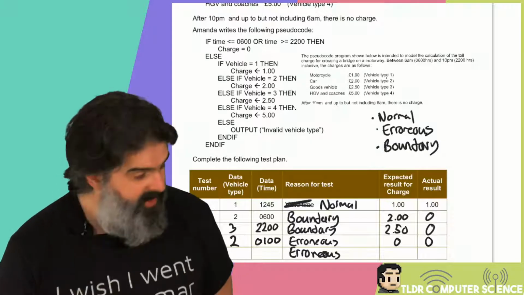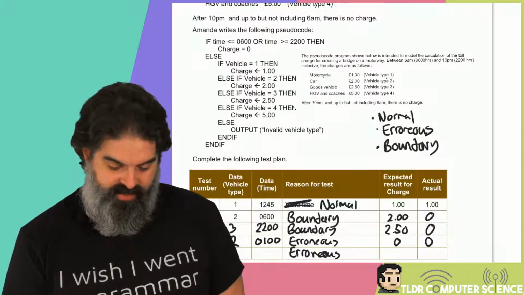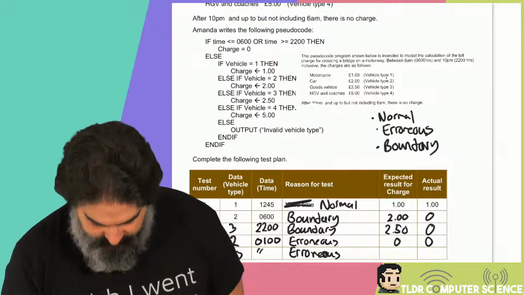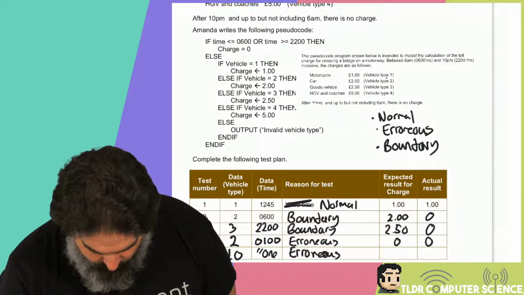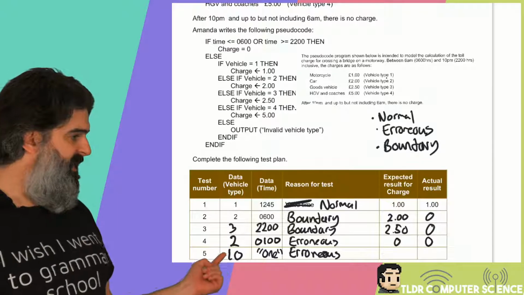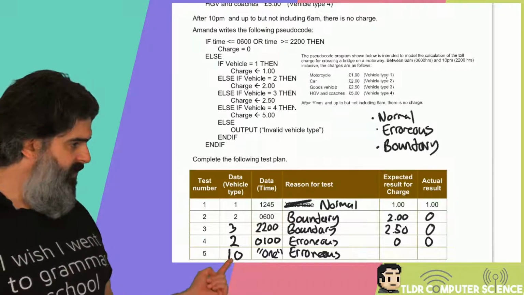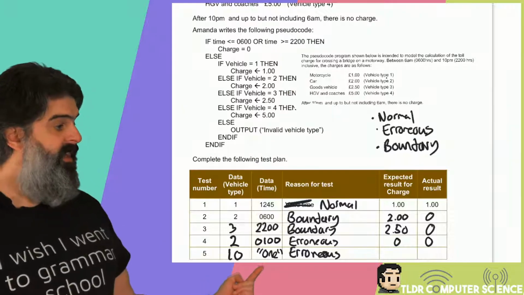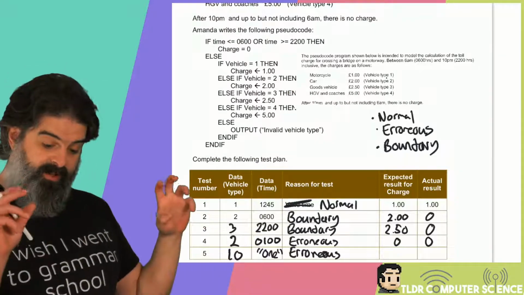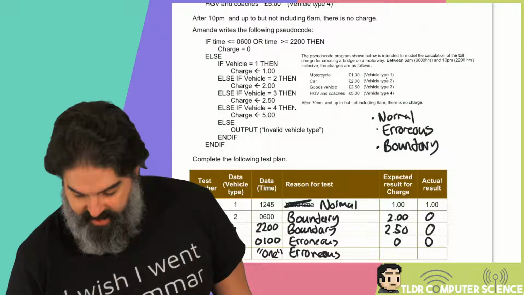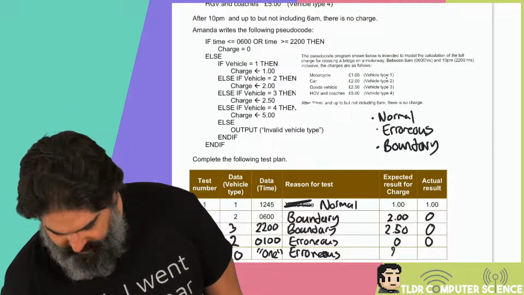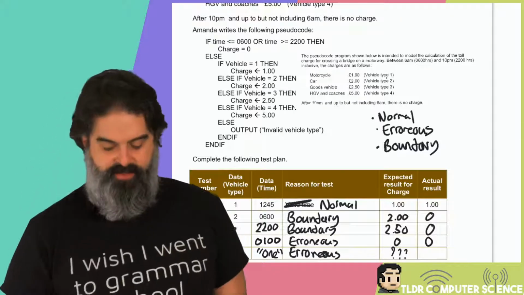How about this one, though? This is true erroneous. How about if I put 10, and then here I put 1. So I've put 10 for the type of vehicle, and you can see there are only 4 vehicles, so that would be erroneous. And the value 1, but I typed it in 1. Expected result for charge, we don't know, right? What's going to happen?